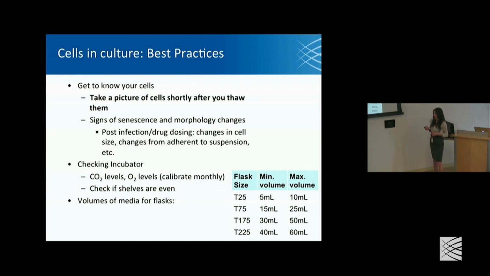It's also best to check your incubator. Make sure that your CO2 and O2 levels are calibrated, best to do it monthly. Check to see if your shelves are even, because that could affect the way your cells are distributed in the flask.